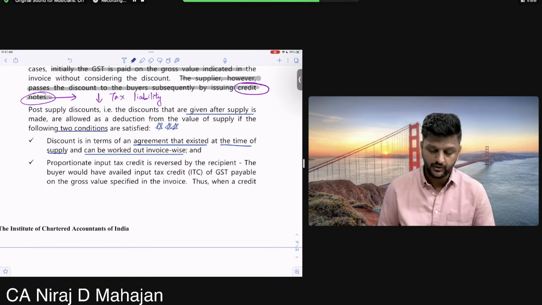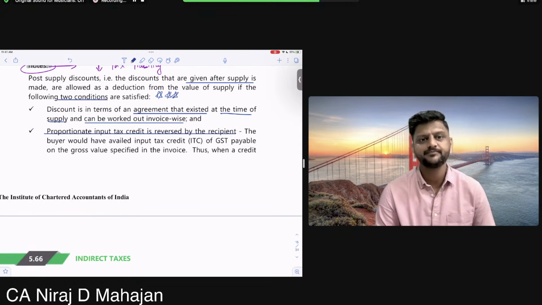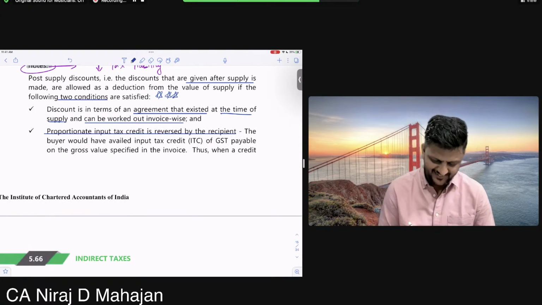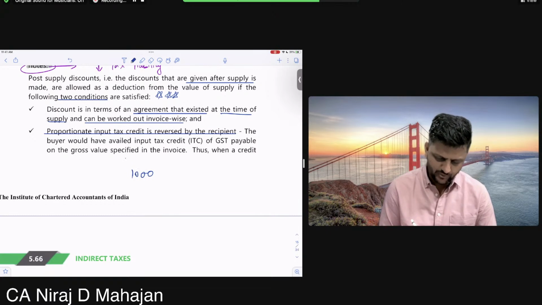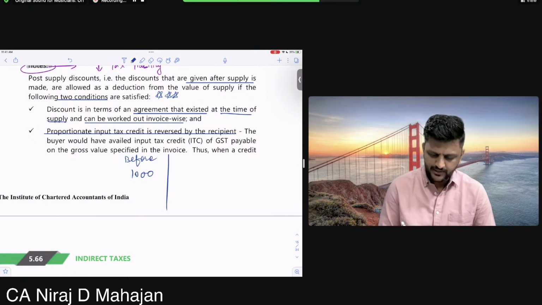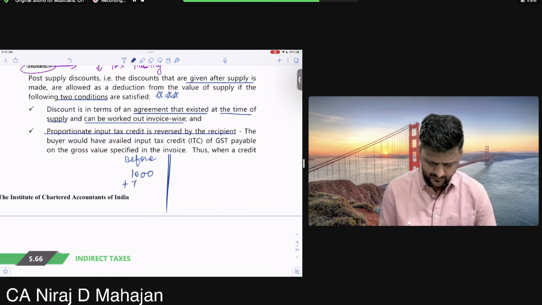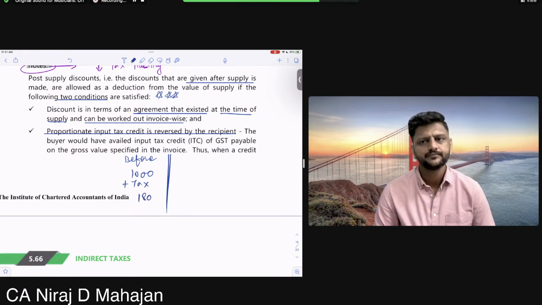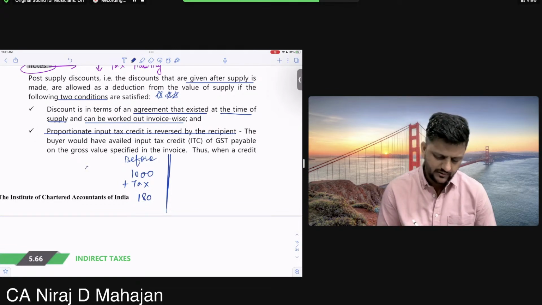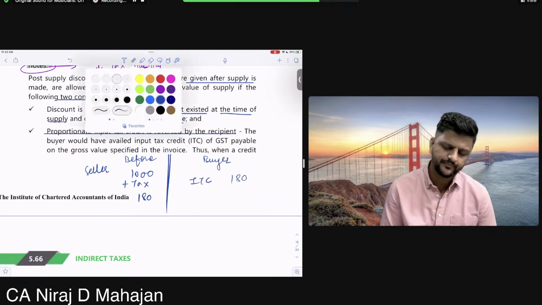And understand, very important now. Proportionate ITC has been reversed by the recipient. Okay, understand. Pay attention, children. I'm saying before and after. Invoice of 1,000 plus tax. Let me say 18%, so 180. So this was the invoice of the seller. The buyer claimed ITC of how much? 180. Agree till here, all of you?